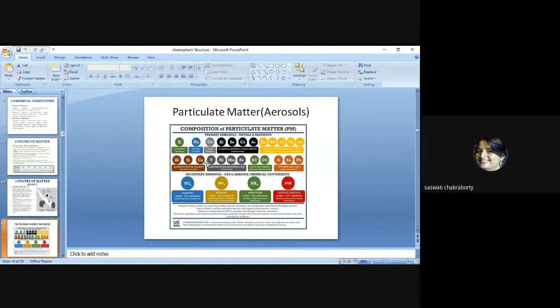Here are examples. Aerosols: these are primary aerosols, like aluminum, selenium, cobalt, and this is secondary aerosols. Aerosols are again particulate matter that is dispersed in the gaseous state. So in air, solids in air are aerosols.